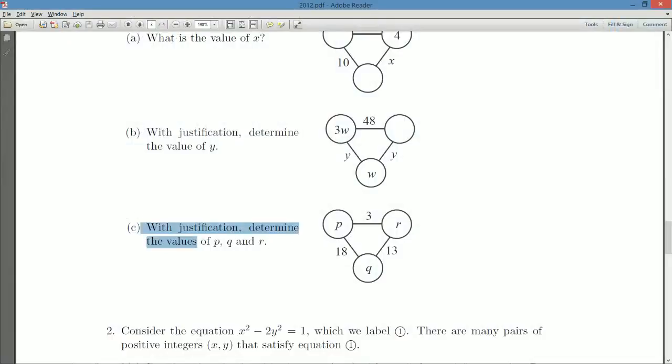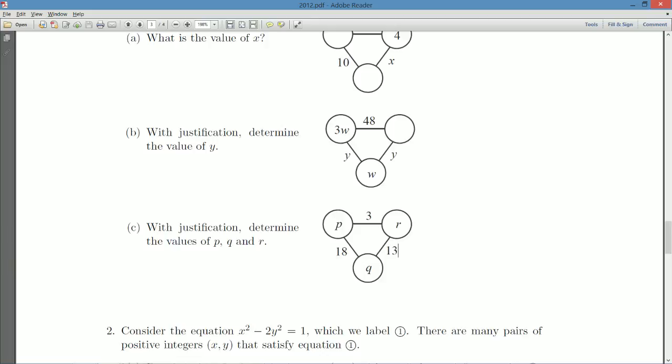Okay, C part. With justification, determine the values of P, Q, and R. Alright, here we go. So we have something a little harder. All we know are the sums. So we know that P plus Q is 18. And we know that P plus R is 3. And we know that Q plus R is 13.